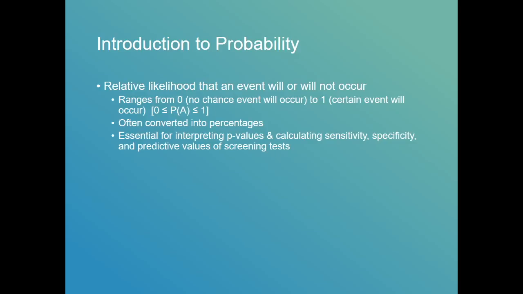Probability is the relative likelihood that an event will or will not occur. Again, it ranges from 0, no chance the event will occur, to 1, a certain event, that you're certain the event will occur. Oftentimes, these are converted into percentages instead of decimal places because it's easier to understand. And probability is essential for interpreting our p-values that we're going to be relying heavily on moving forward in the course, as well as calculating sensitivity, specificity, and predictive values of screening tests.